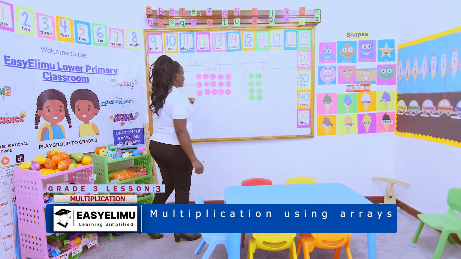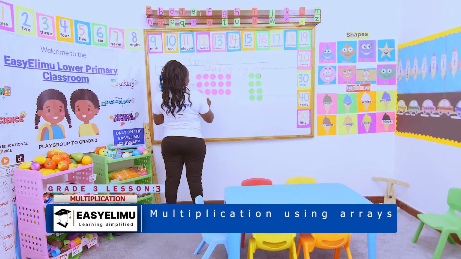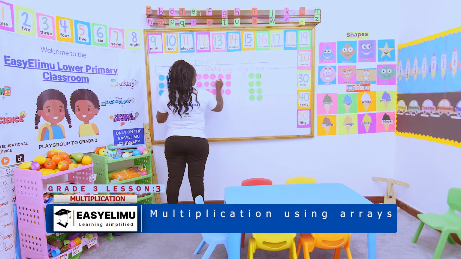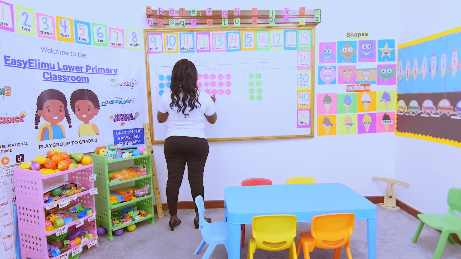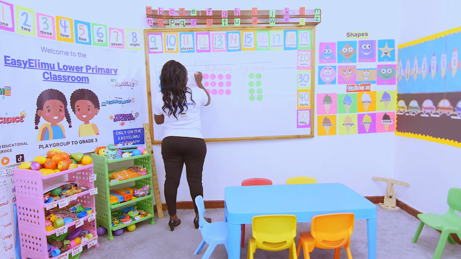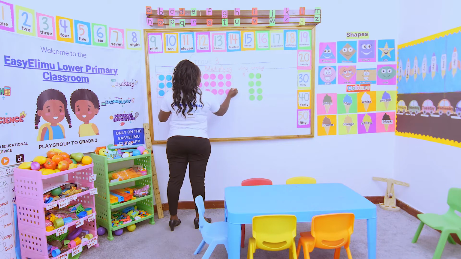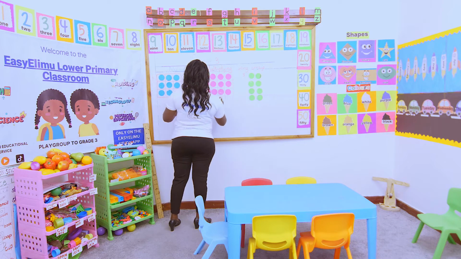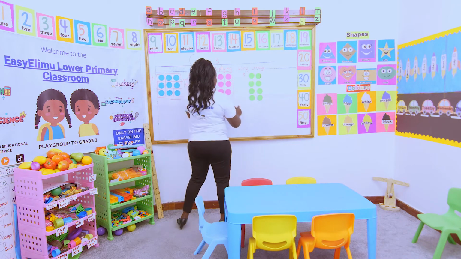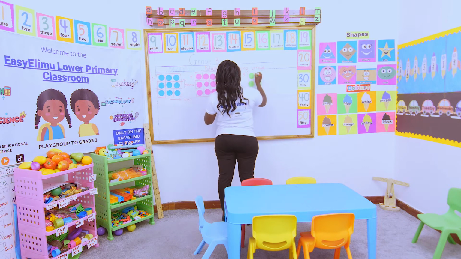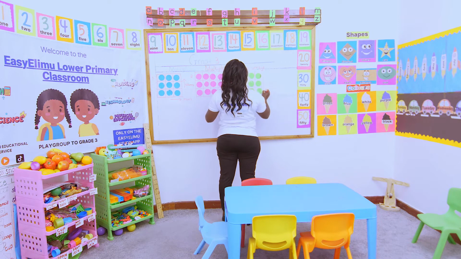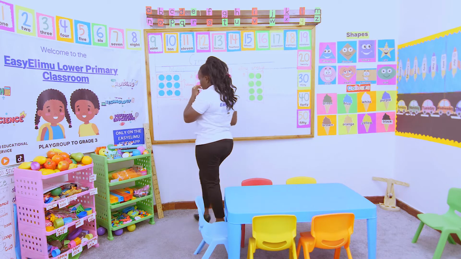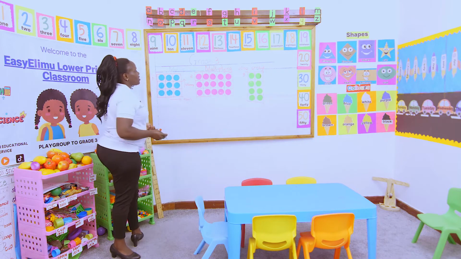using arrays. For example, here I also have, these are my columns like that. Then when I come like this, these are my rows. So you're counting the number of columns multiplied by the number of rows. You make a multiplication sentence, and that is what we say, multiplying using arrays.